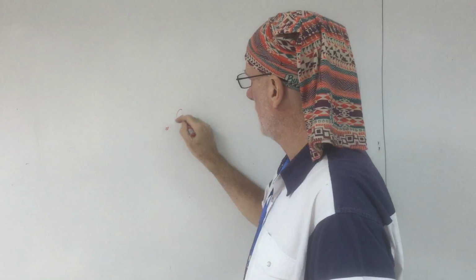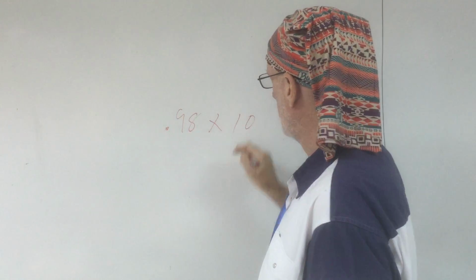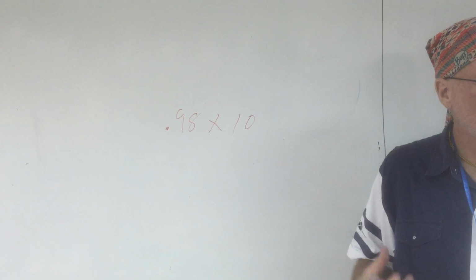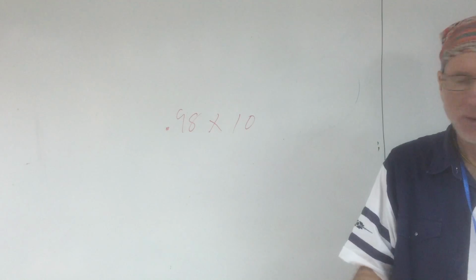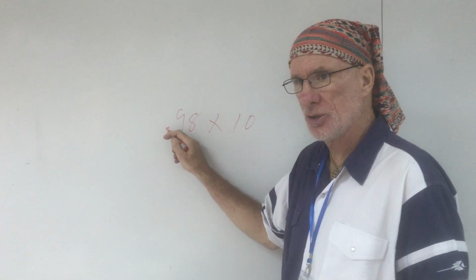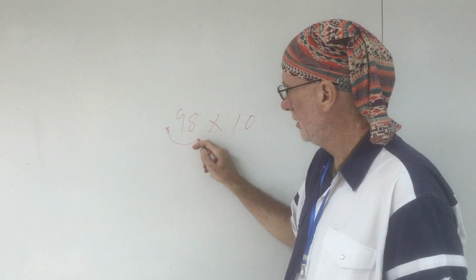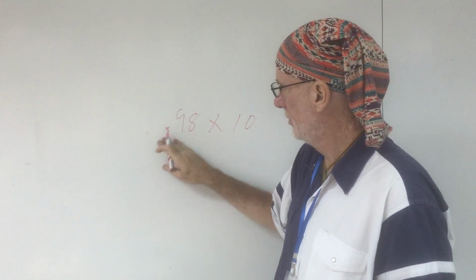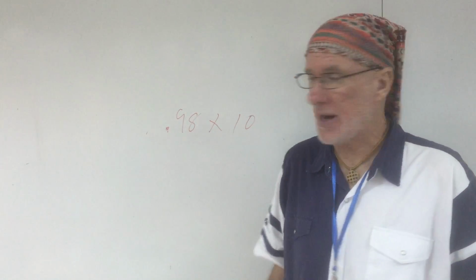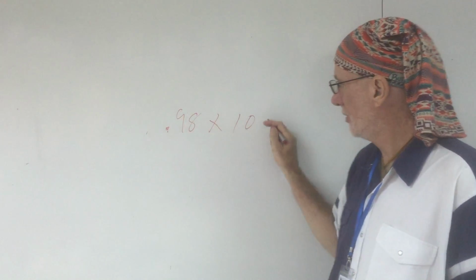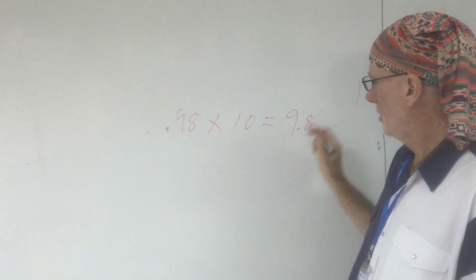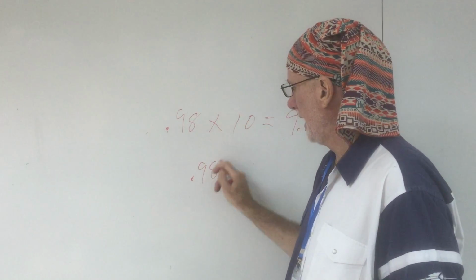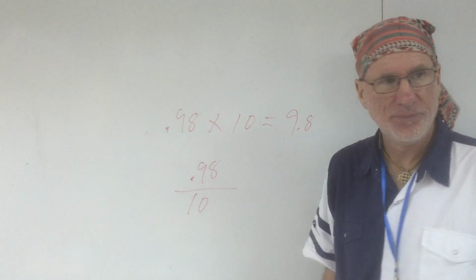So if I said 0.98 times 10, what would that be? Is the number going to get larger or is it going to get smaller? Larger. It's going to get larger. So you're going to put the decimal place this way or this way? To the right or to the left? To the right. Yeah, you got to make sure you interpret correctly. So what would be the answer? 9.8. How about if I said 0.98 divided by 10?